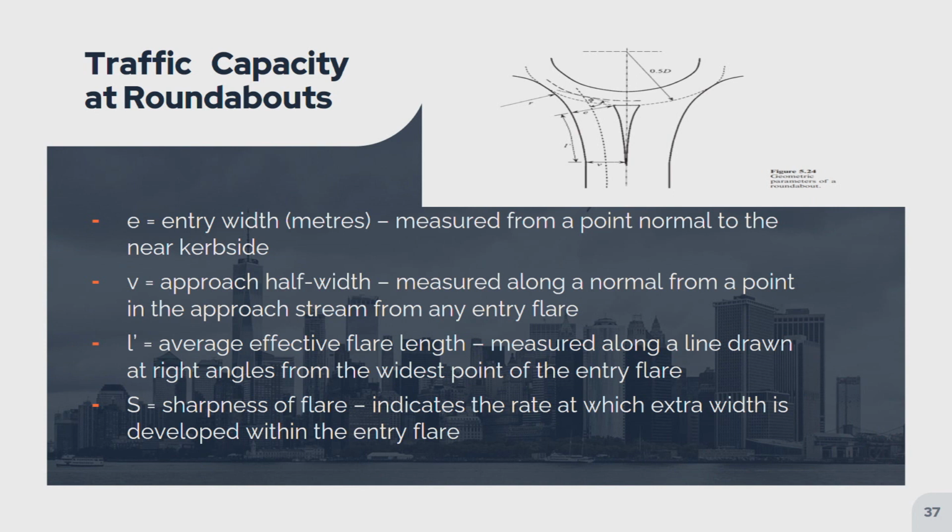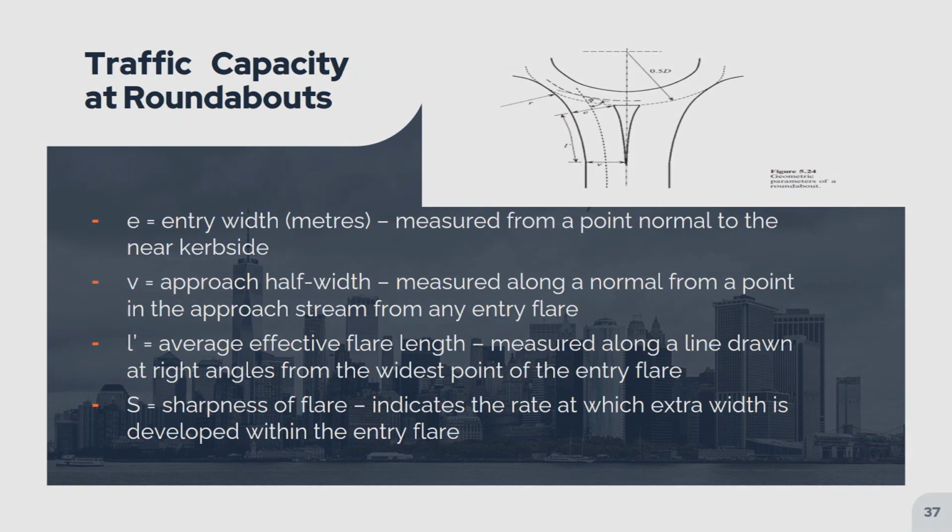where E is the entry width in meters measured from a point normal to the near curb side. V is the approach half width measured along a normal from a point in the approach stream from any entry flare. And L prime is the average effective flare length measured along a line drawn at right angles from the widest point of the entry flare. While S is the sharpness of flare, which indicates the rate at which extra width is developed within the entry flare.